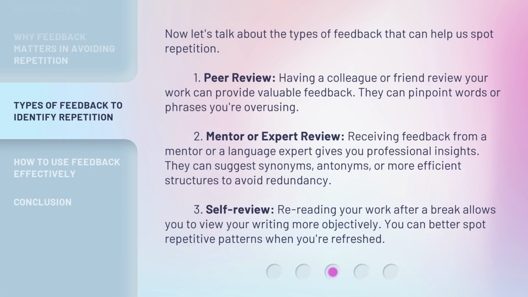Now let's talk about the types of feedback that can help us spot repetition. 1. Peer review. Having a colleague or friend review your work can provide valuable feedback. They can pinpoint words or phrases you're overusing. 2. Mentor or expert review. Receiving feedback from a mentor or a language expert gives you professional insights. They can suggest synonyms, antonyms, or more efficient structures to avoid redundancy.